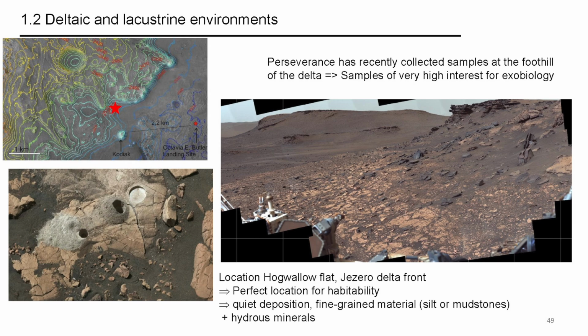And now where we stand, just at the foothill of the delta. Actually, we are now at the top of the delta, and we climbed it in the last weeks. But at the foothill, we made some sampling, and these samples are probably mudstone, very fine grain, and they contain both phyllosilicates and sulfates. So very interesting material because we know there has been water in the system. So it's a perfect location for habitability. So currently, Perseverance has produced 10 samples, actually 20 samples, but 10 samples have been dropped on the ground as a backup.